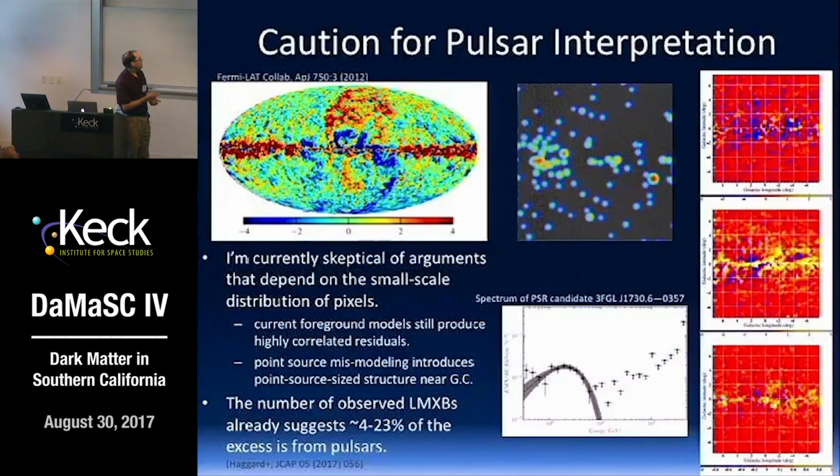Some of the arguments look at the distribution of pixels. The problem is that with the current technology that we have and foreground modeling, the residuals are not very stochastic. There is a lot of leftover structure within these residuals. And that's just the level of our foreground modeling today. And so it's very difficult to make comments based on the small-scale structure of pixels, because a lot of this correlated structure is probably not real. And so that's going to weaken any kind of argument based on the structure of pixels.